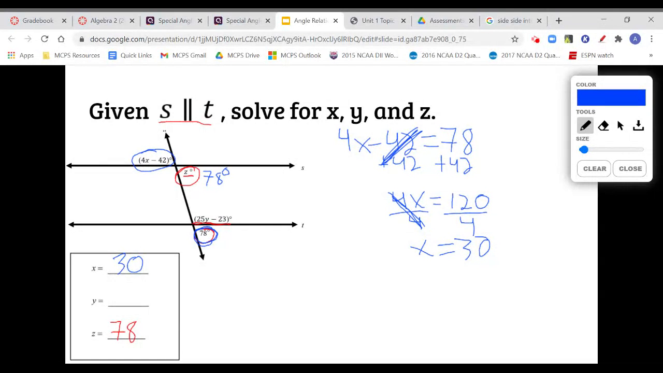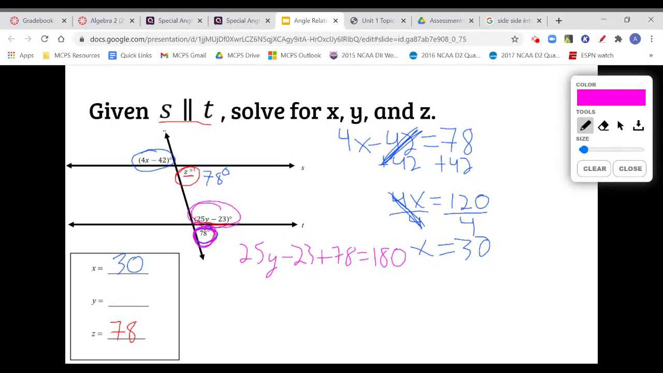And then last but not least, I'm going to go ahead and solve for y. So when I solve for y, I'm using this expression here. And I can tell that because that expression there is a linear pair with 78 degrees, I know that those two are going to be supplementary. I mean, they add to 180 degrees. So I'm going to write those two expressions, add them together, and then set them equal to 180 degrees.